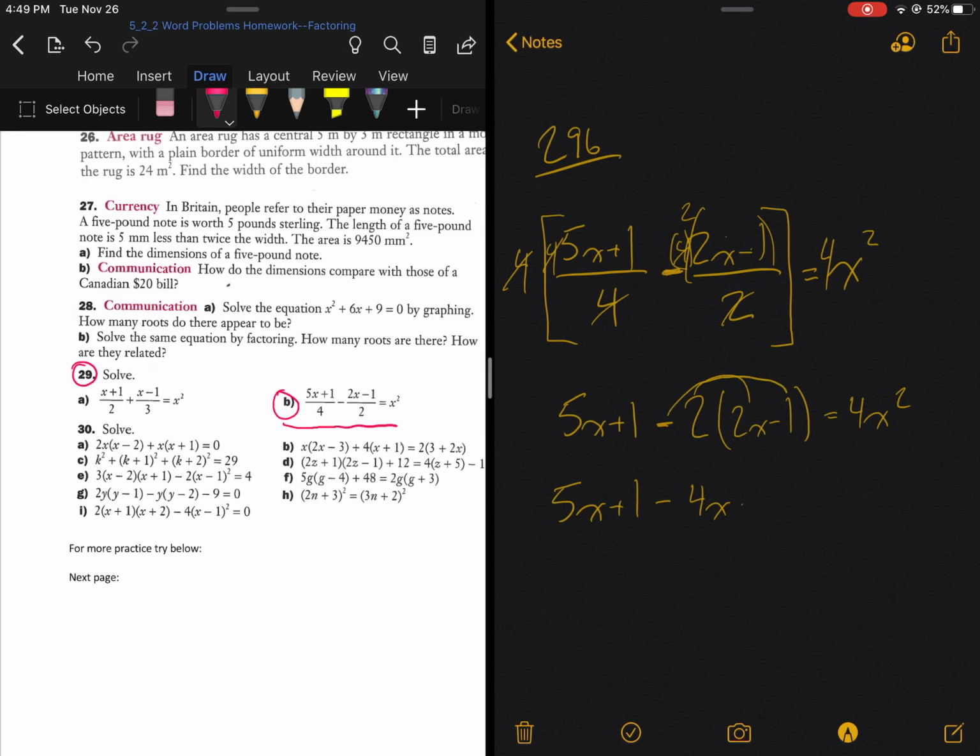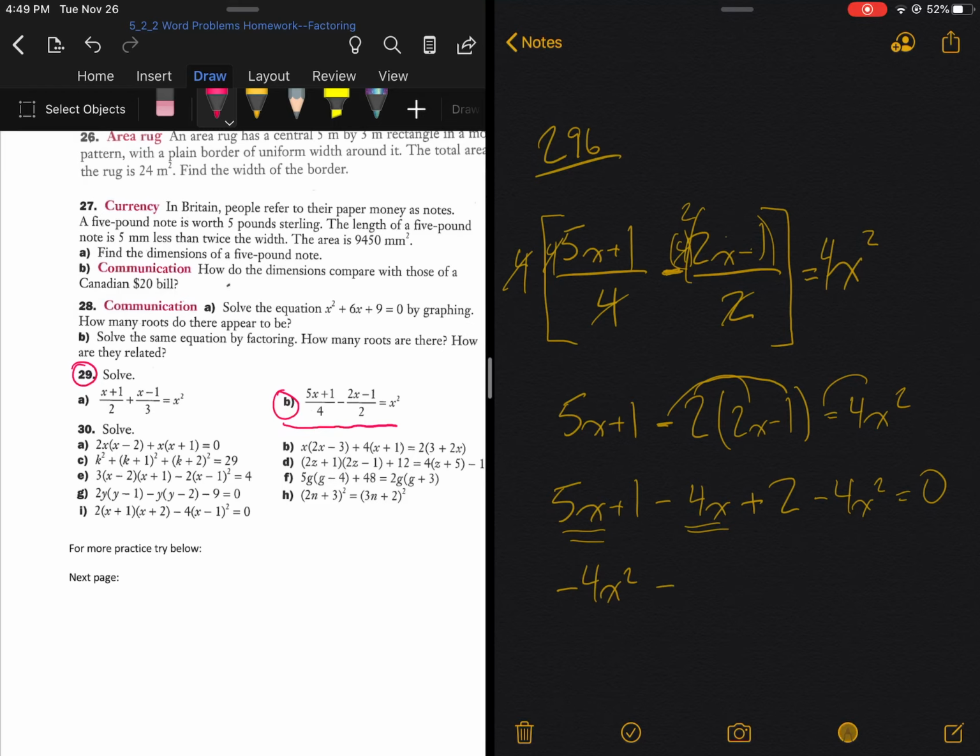5x + 1 minus 4x. Don't forget this minus 2 acts on this minus 1. Minus times minus is plus 2. Put this 4x − 4x² = 0.